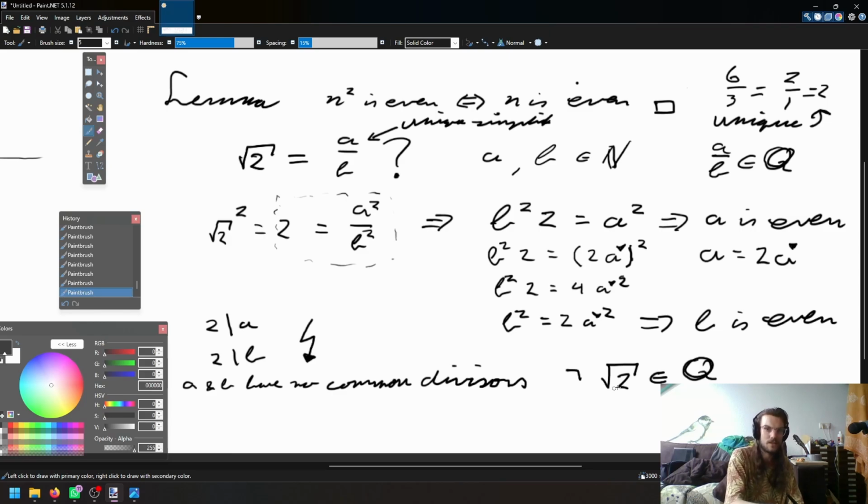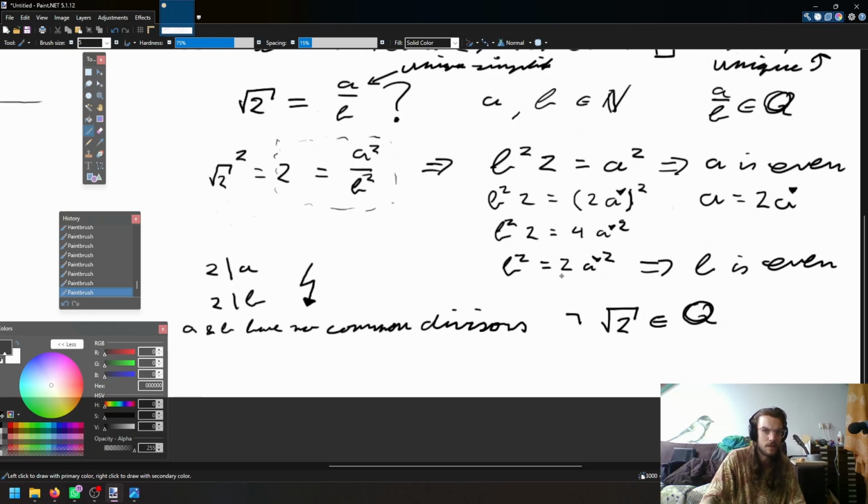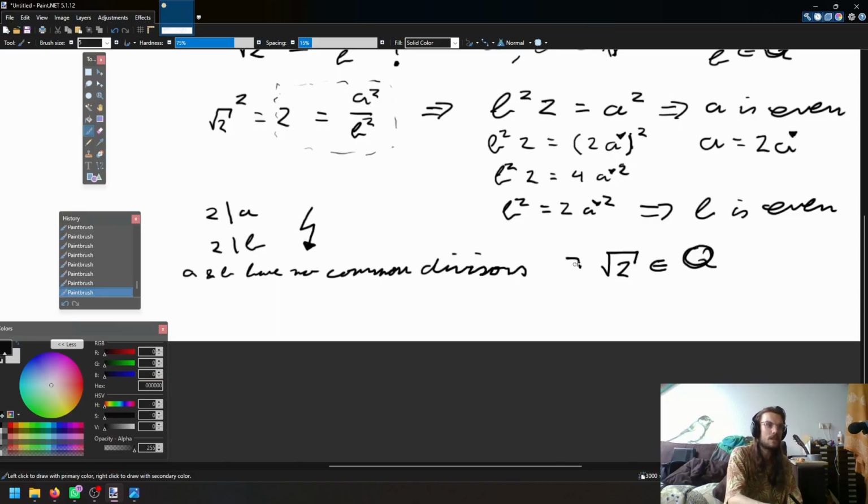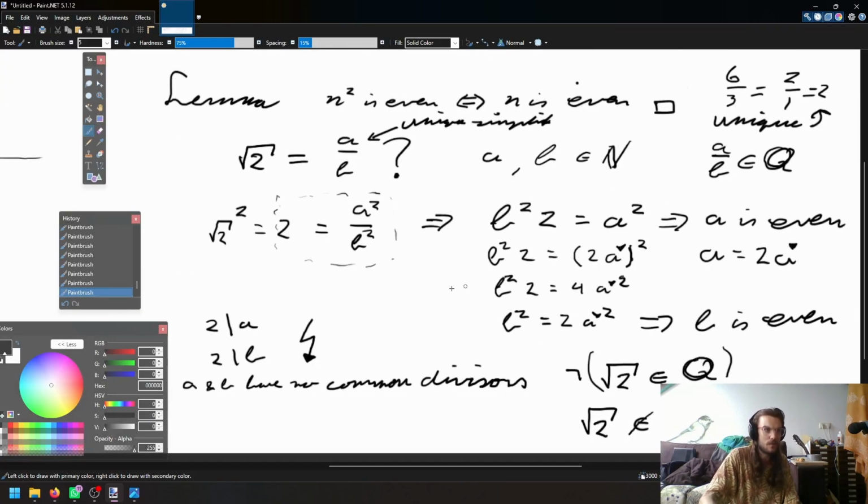Now a tiny thing about relations. When we have not relation, you are always allowed to write the relation with a little dash through it. So not an element of the quotients. And we have proved that, so we can make a little square. And that is how you do a proof in mathematics.